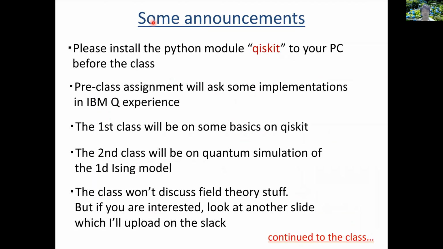Here are some announcements. First, please install the Python module called Qiskit on your PC before the class. Next, the pre-class assignment will ask for some implementation of some computation in IBM Quantum Experience. The first class will be on some basics of using Qiskit. The second class will be on quantum simulation of the one-dimensional Ising model. Finally, the class will not discuss quantum field theory, but if you are interested in this, please look at another slide which I will upload on Slack.